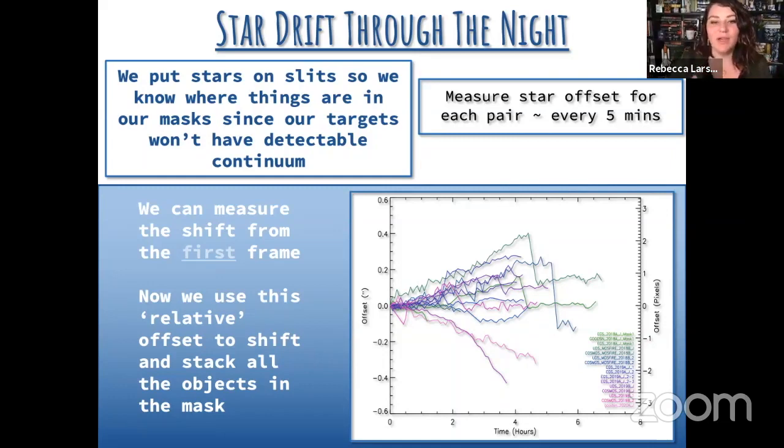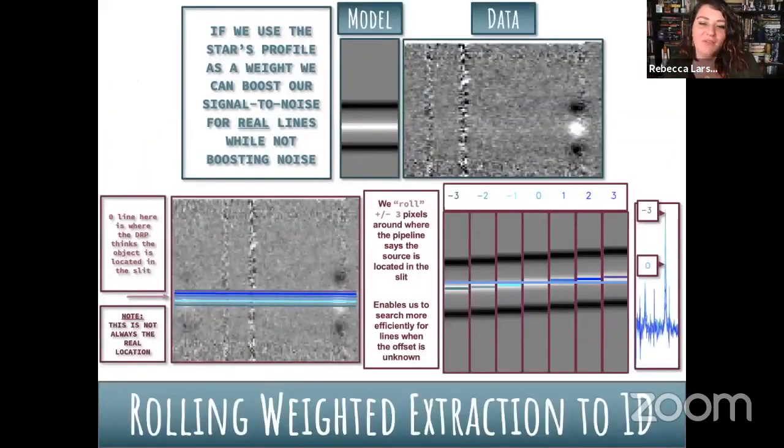In order to account for this, we came up with a different kind of extraction method. Here we use that slit star, where you are getting a positive trace and 2 negative traces due to our dither pattern in MOSFIRE. A continuum source would look like this model right here. What we wanted to do was boost the signal of real lines by using the profile of an actual line, including the 2 negatives, as our extraction profile into a 1D spectrum.